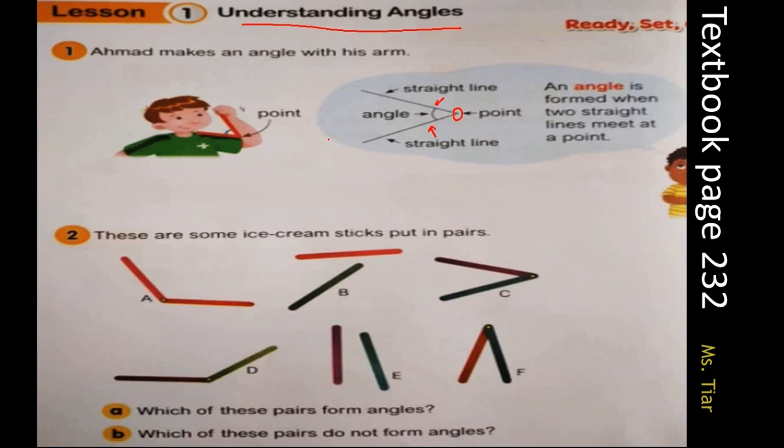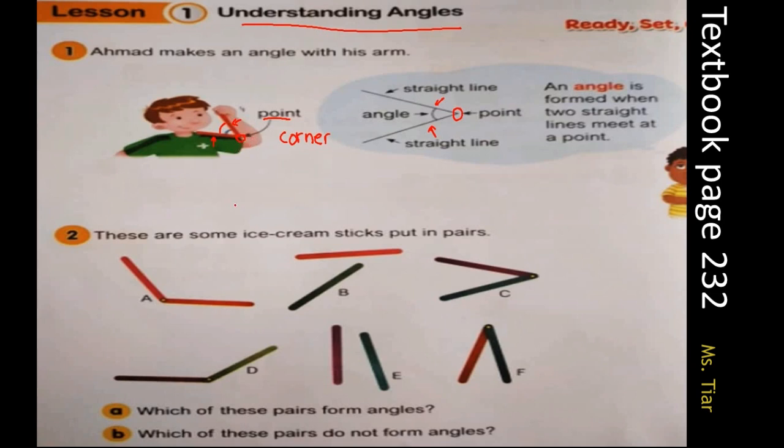Do you understand? So if you put your hands like this, you will see an angle over here. Okay, this is the angle. This is the point, and these are the straight lines. Sometimes in second grade, you call this point the corner. But in third grade, we are going to call this a point.